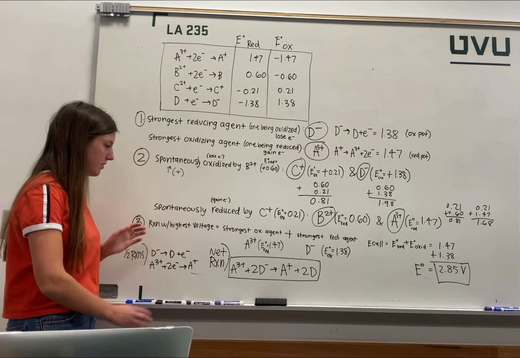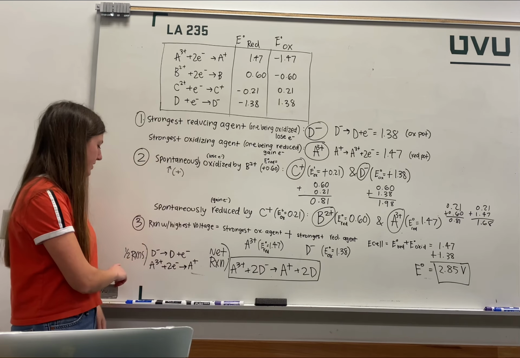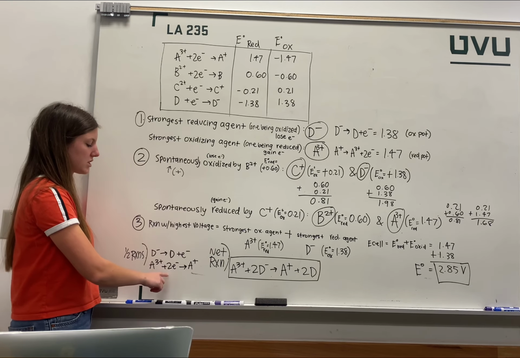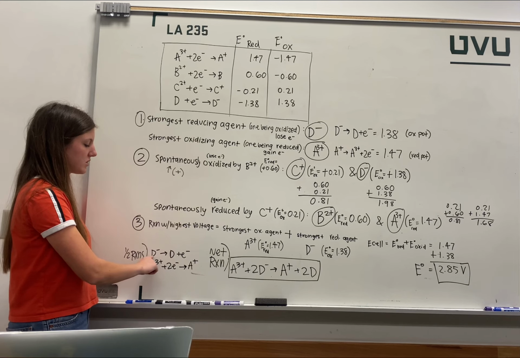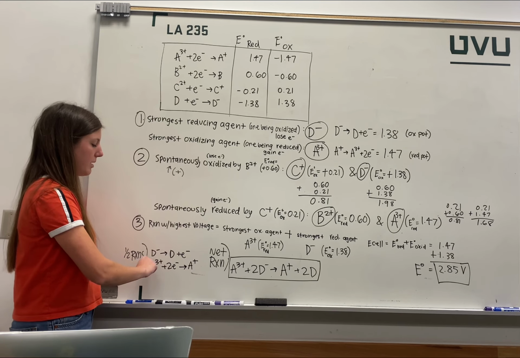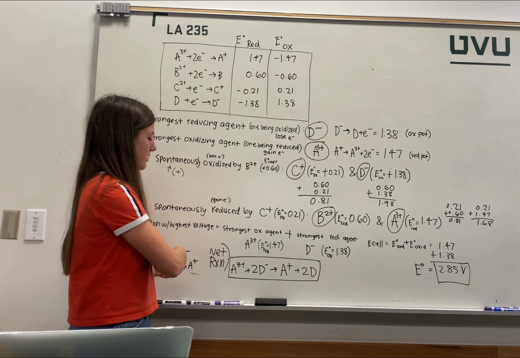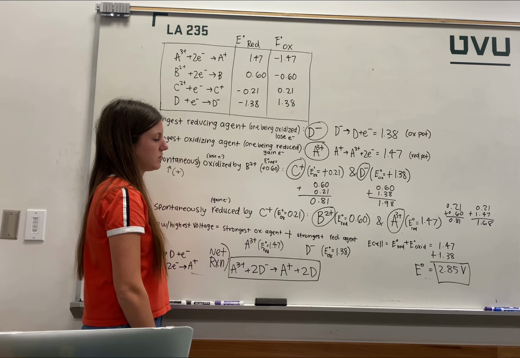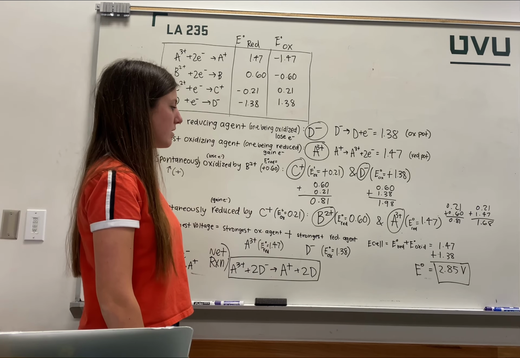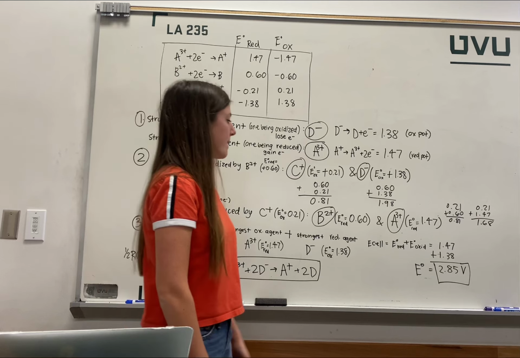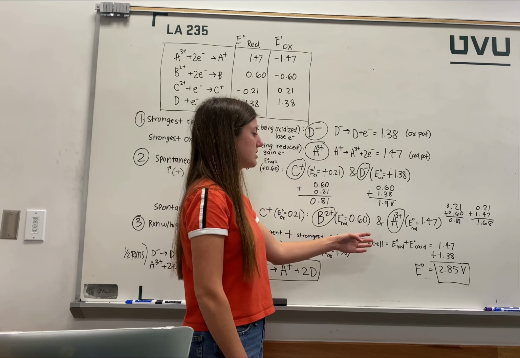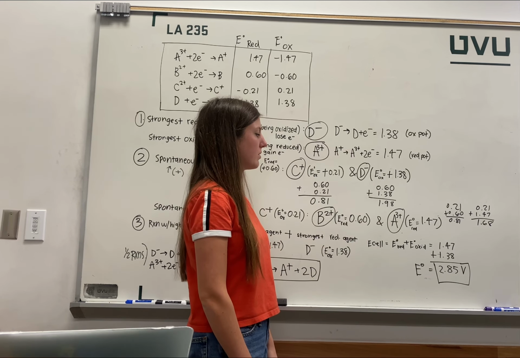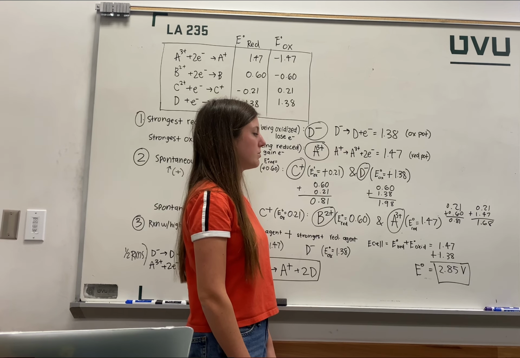To write out the reaction, we have the half reactions that are given from this table, but we see that this reaction has 2 electrons, so we need to multiply this top reaction by 2, and then the net reaction, once you cancel the electrons out, is A3+ plus 2D- yields A+ plus 2D. And then to calculate the cell potential or the cell voltage, we have the reduction potential plus the oxidation potential, which is 1.47 plus 1.38, and that equals 2.85 volts.